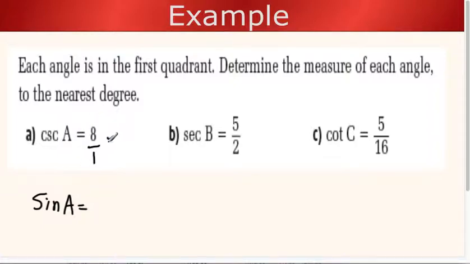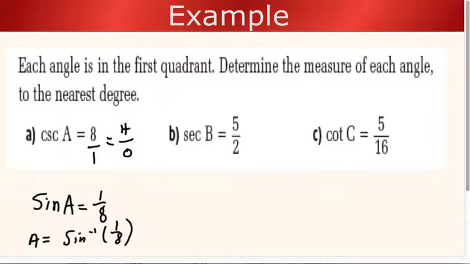Well, remember that cosecant of A would normally be the hypotenuse over the opposite. So if cosecant of A is 8 over 1, and that's the hypotenuse divided by the opposite, then sine of A must be the opposite divided by the hypotenuse. So sine of A must be 1 over 8. Now I've rewritten it in terms of sine, and I can use my calculator to do this part. Angle A must be equal to sine inverse of 1 over 8.